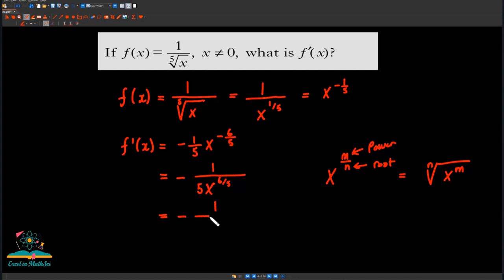So that would be 1 over, so this would be the root, so it's the fifth root, and it's x to the 6. And that would be my final answer.